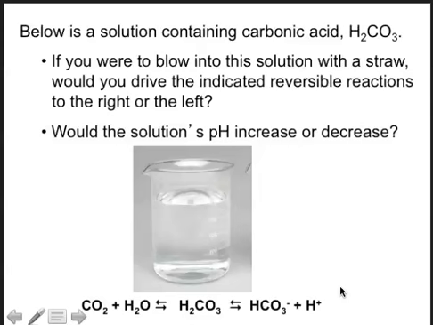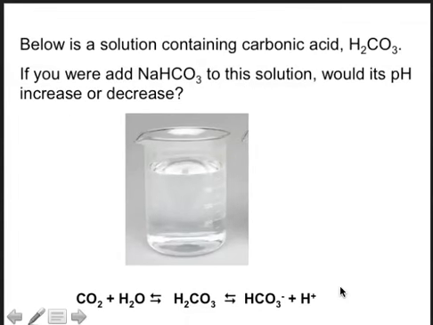And over here we have a solution containing carbonic acid. If you were to add bicarbonate to this solution, would the pH increase or decrease? And the answer is that the pH would increase because we're loading this part of the reaction, so the reaction will attempt to shift again to maintain these ratios. As a result, more water and carbon dioxide will be produced, and the pH of the solution will then go up.